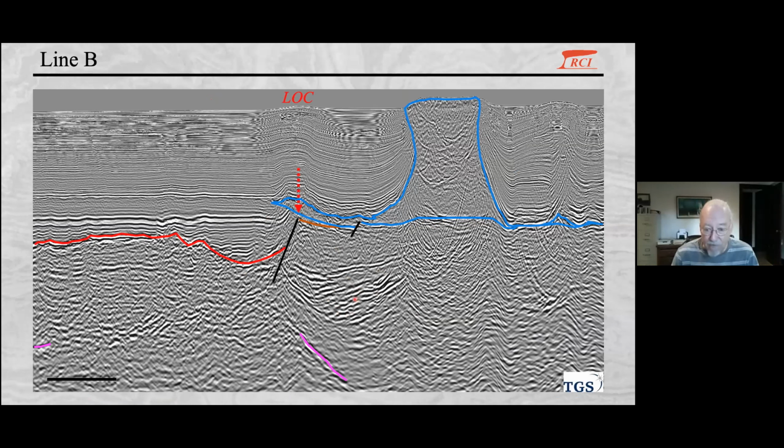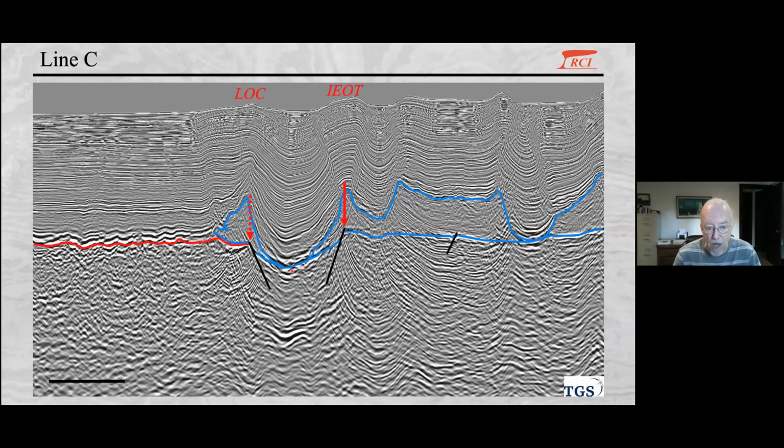Now you go just a little bit farther to the southwest, and we're back to a nicely defined outer trough. And you can see there's the top Cretaceous coming through here, and it and everything else drops because the salt was thicker in this trough, depositionally thicker. So again, those two lines.